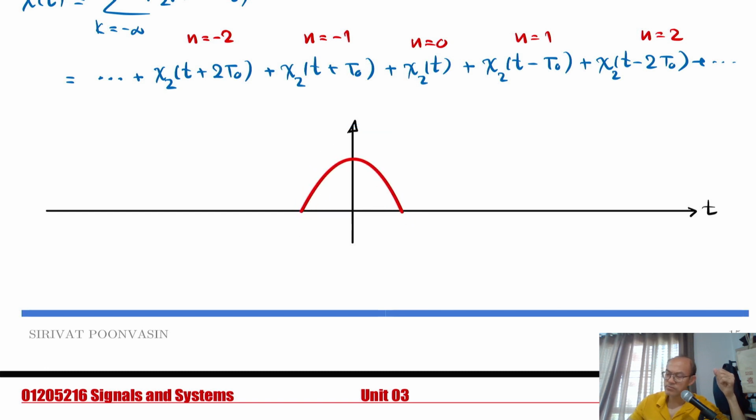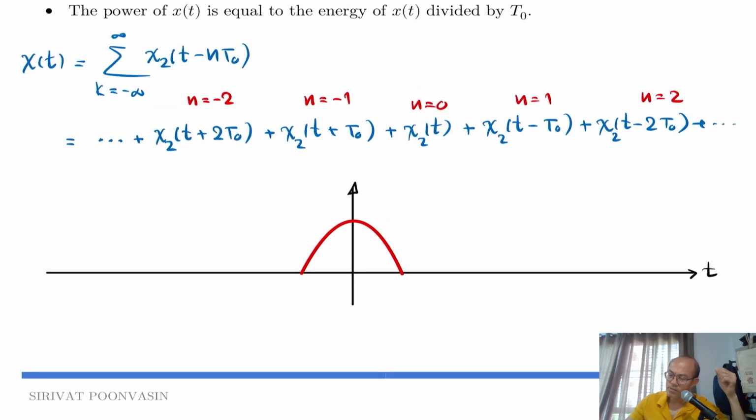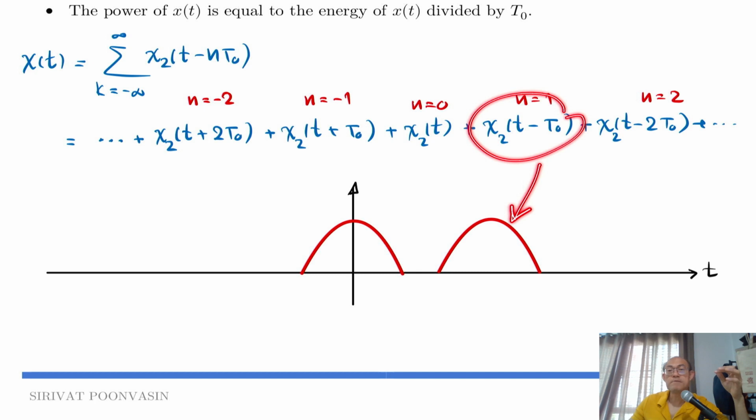This is x2. This one is here. Now we shift x2 by t0 to the right, right? This is x2 shifted to the right. So it's this one. This guy here is this one.